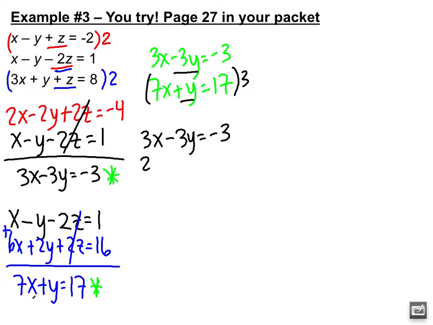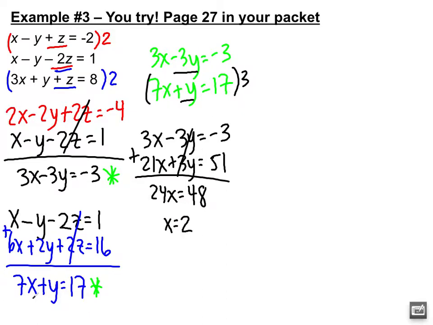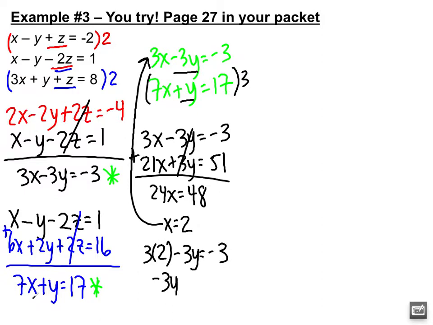Second equation becomes 21x, add 3y is equal to 51. When I add, my y's are eliminated, and I have 24x is equal to 48. So x equals positive 2. Now, I'm going to substitute this back into this equation here in order to find y. I end up with negative 3y is equal to negative 9, so y equals positive 3.